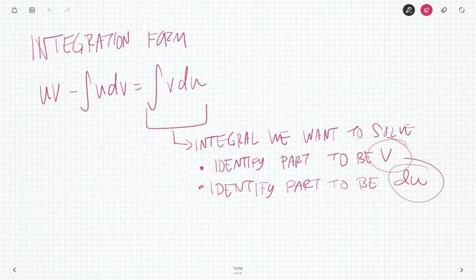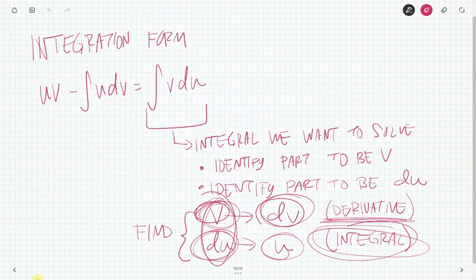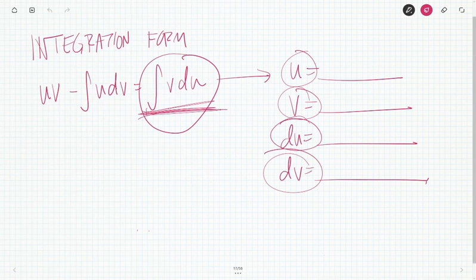And in order to do that, we have to identify whatever function we're given to integrate. We have to identify a part of it to be v, and we have to identify a part of it to be du. And from there, we can take v, and we can get the derivative to get dv. And we can take du, and get the integral to get u. So we'll end up with u, v, du, and dv. We'll get four pieces, all from this integral v du. So from v, we find v and dv, and from du, we start with du and we eventually get u.